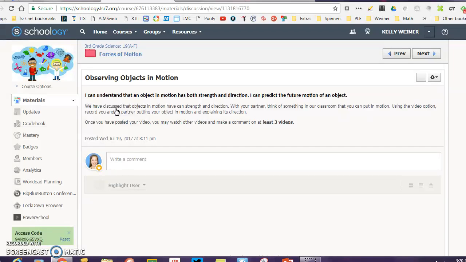So what they're being asked to do is to pick an object in our classroom that they can put in motion. And I'm hoping that they are going to be able to video record it and angle and set their Chromebook up at the right angle so they can record their object in motion, and then explain the predictability of that motion. And then when they have their video posted, they will then be asked to go make other comments on at least 3 other videos.